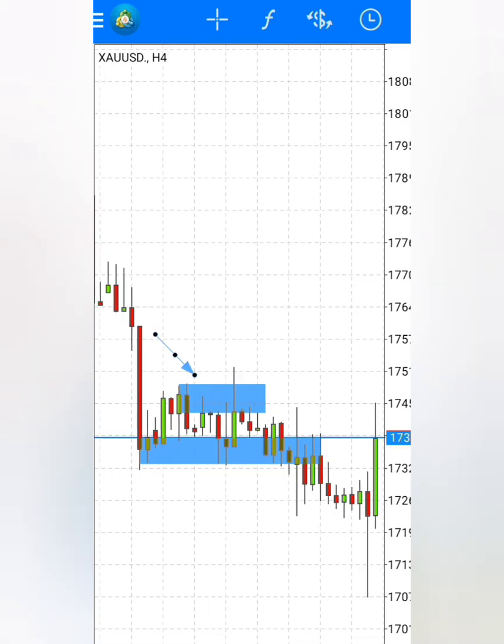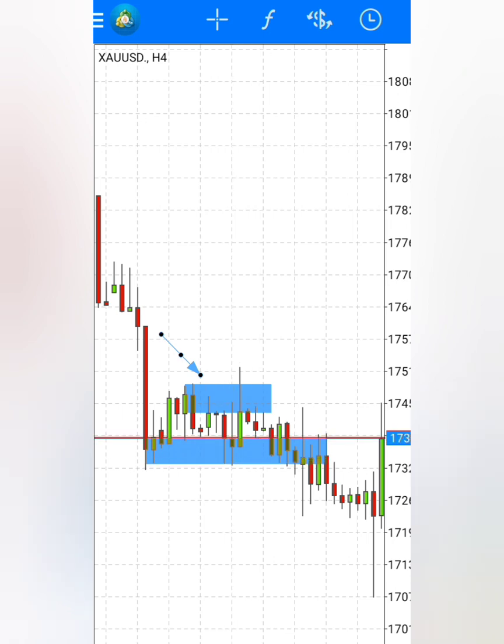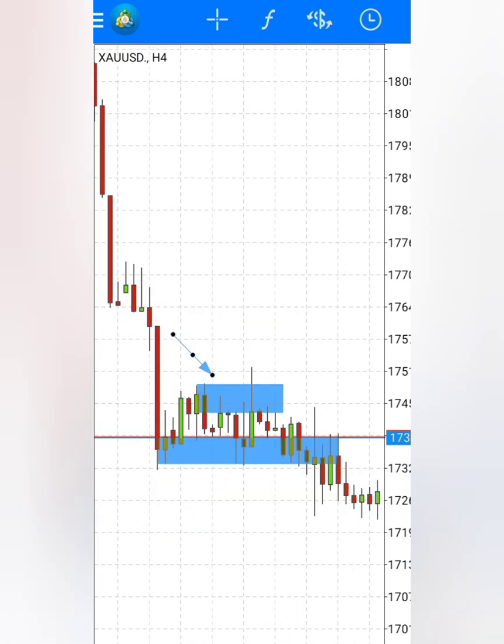So in a downtrend, you look for sell. So you will sell all the way. You won't buy. If you buy, you go scalping. Okay, simple. Now we talk about candle zone.